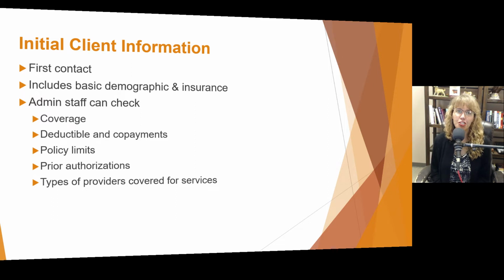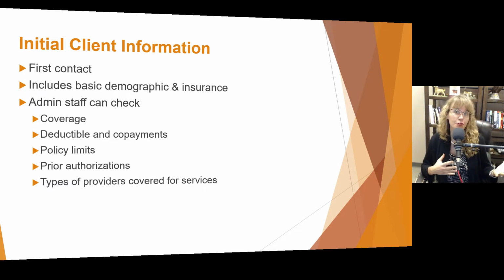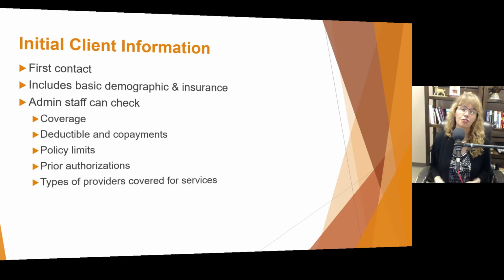The initial client information form is completed at the first contact and includes basic demographic and insurance information. This allows the administrative staff to check coverage limits, deductible and copayments, policy limits, prior authorization requirements, and the types of providers that are covered for services. For example, some insurance companies may cover LCSWs, but not addictions counselors. So it's really important that you are aware of the types of things that insurance companies look for when deciding whether they are going to reimburse a claim.